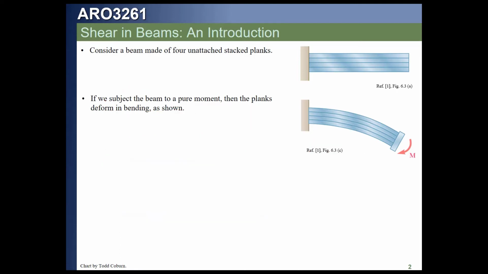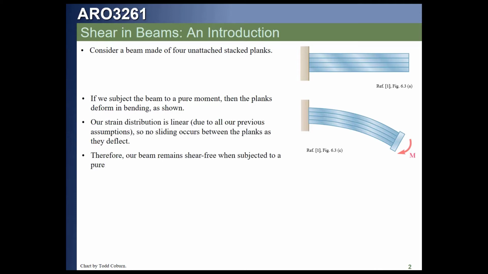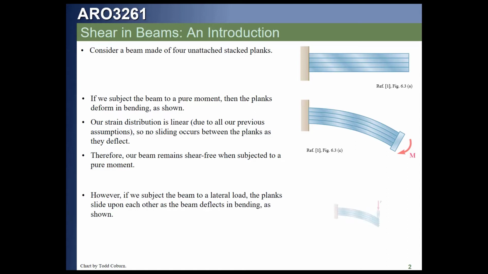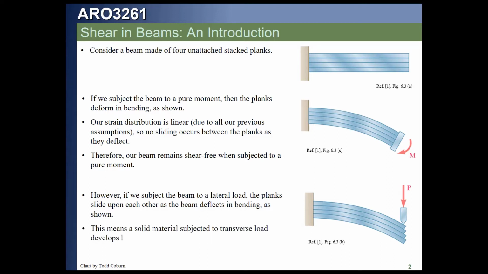So we see if we have a cantilever beam made of stacked beams, if we apply a pure moment, our strain distribution is linear. No sliding needs to occur because each beam is loaded up by the moment separately, and our beam remains shear free. There's no shear applied, and it doesn't develop any shear. But if we'd applied a transverse force, we're going to develop shear stresses between the planks. In this particular case, they're not attached, so they just slide on top of each other, and this beam is only going to have the moment of inertia of a single plank rather than of 4 planks tied together. If we had tied them together, they would have had a much higher stiffness, but then we would have developed shear forces. That's what we're going to look at.